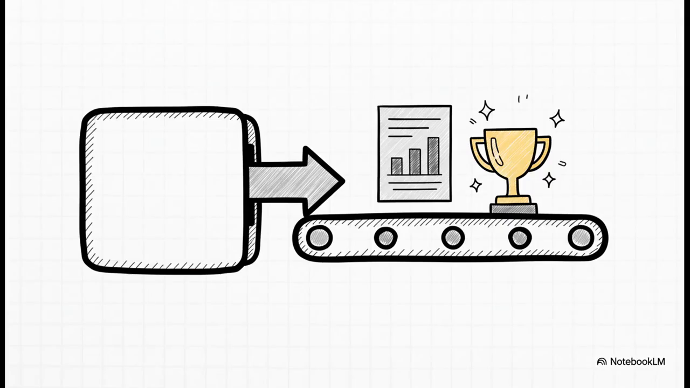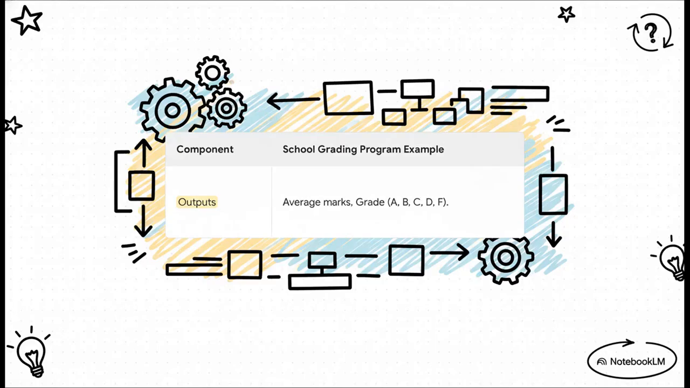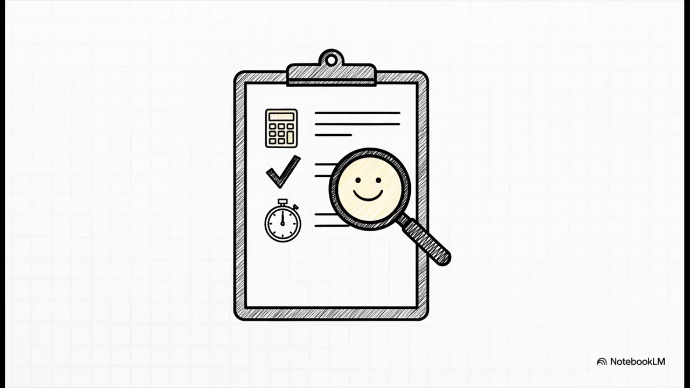So, if we know what goes in, it only makes sense that we have to define what comes out, right? The output specification describes exactly what that desired result is. We want to make sure the solution is not only correct, but that it's actually useful to the person who's using it. For our school program, the output is crystal clear. We need to see the student's average score and their final letter grade. That's it. This makes sure the final product gives the user exactly what they were expecting in a way they can instantly understand.